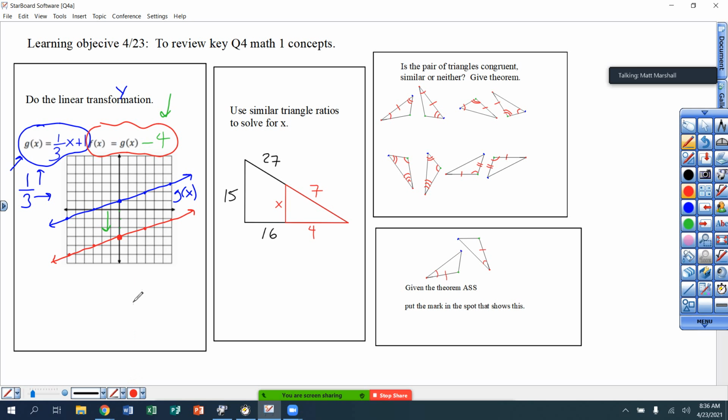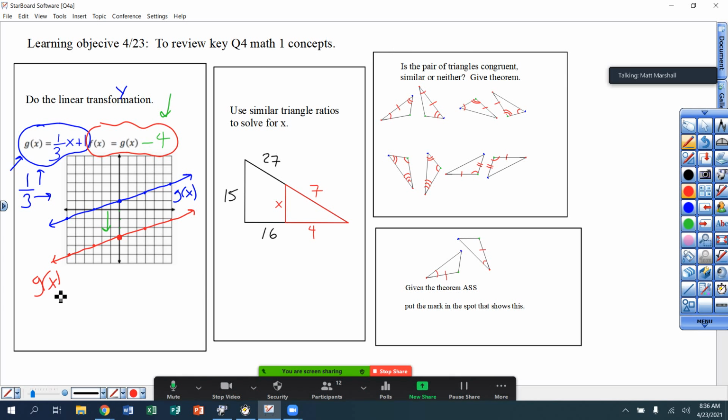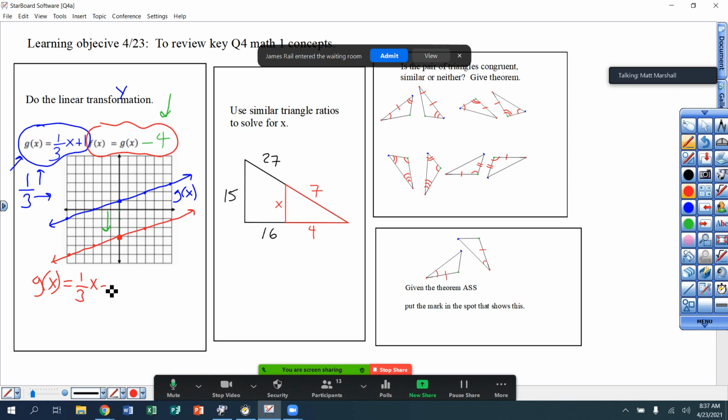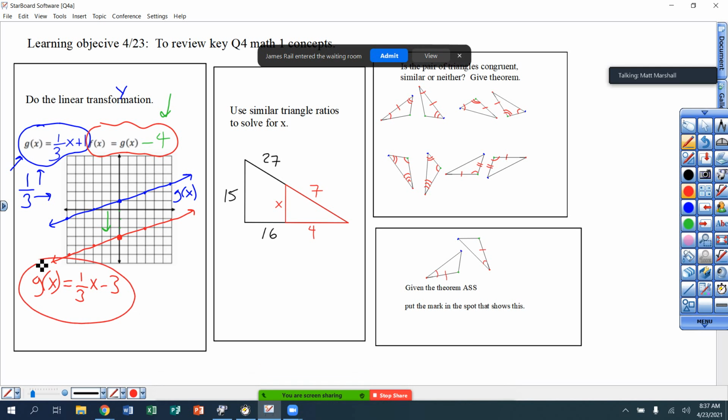But then I'm going to say, what is the equation of that new one? You need to either look at your graph and tell me what the equation of that new one is just by looking at that graph. I can see that it has the same slope. These always have the same slope, 1/3. But it's got a new y-intercept, -3.